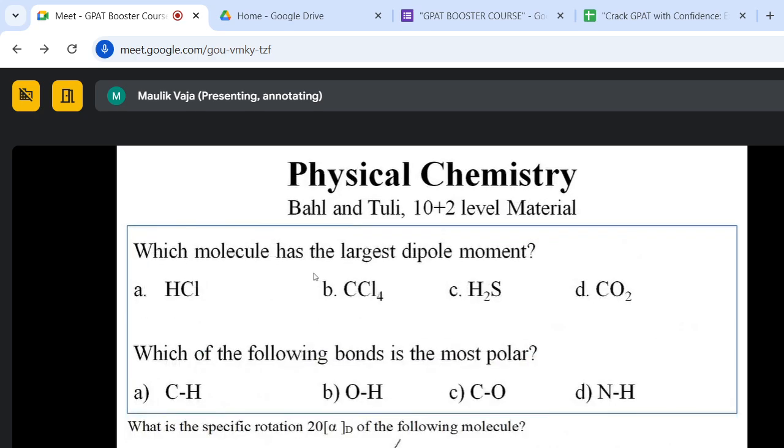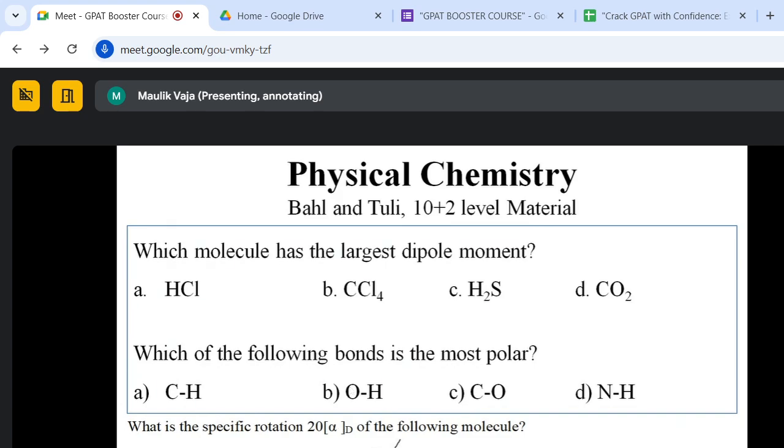Then physical chemistry. Which molecule has the largest dipole moment? The one with the largest electronegativity difference. CCl4 has zero dipole, and in H2S sulfur has lower electronegativity than chlorine, and that's why option A will be the correct answer. Next, which of the following bonds is the most polar? The one with the most electronegativity difference, like OH here. OH has the most electronegativity difference, and that's why option B is the correct answer.